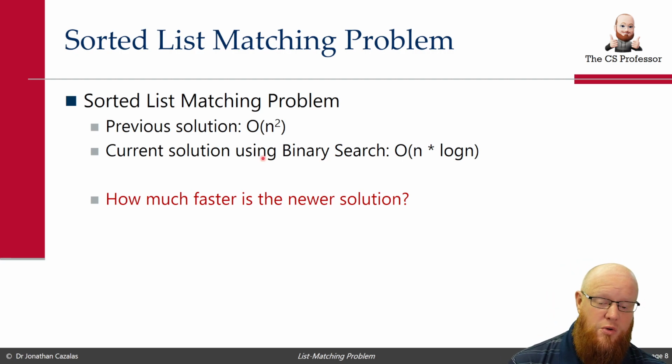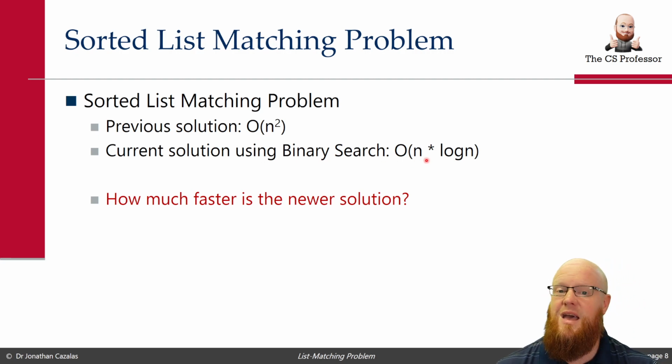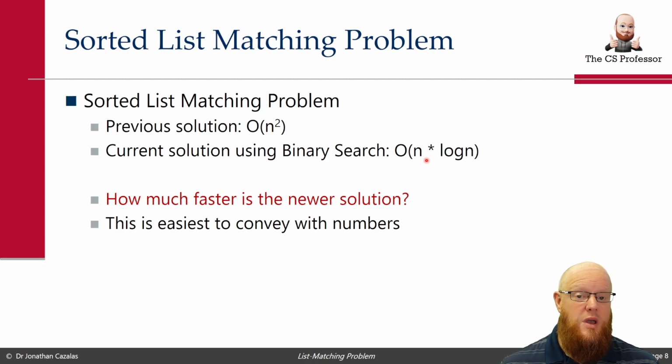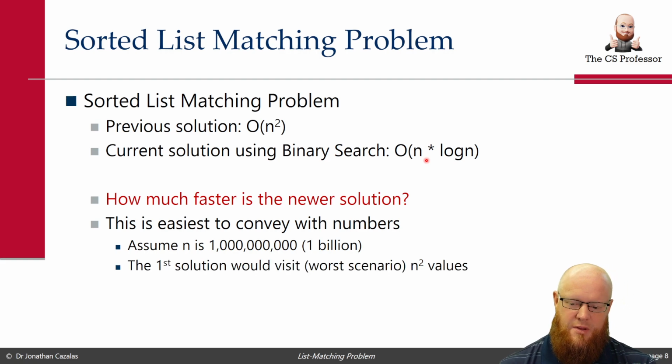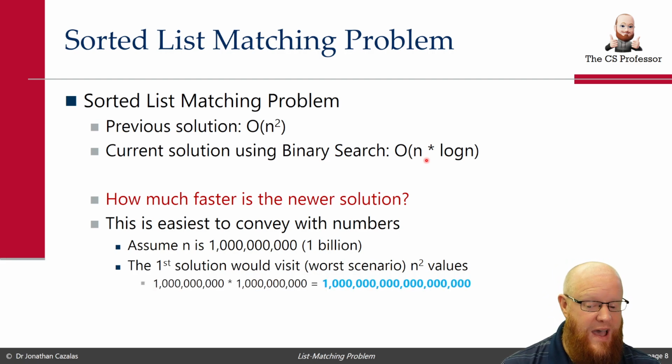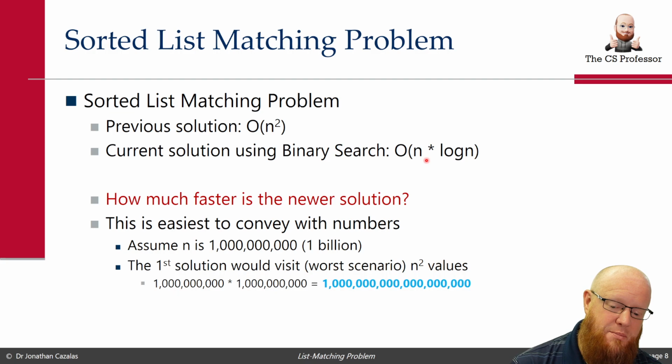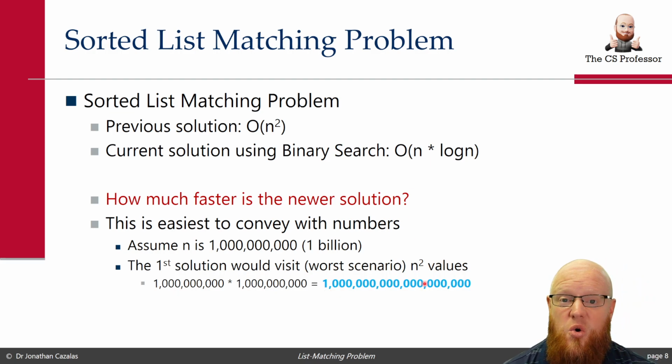For this new algorithm, the worst case scenario is n log n. But how much faster is n log n over n squared? The easiest way to really visualize this is to use an example with numbers. Let's assume that n is 1 billion. If n is 1 billion, the first solution in the worst scenario would visit n squared values, which is 1 billion times 1 billion. I don't even know what that number is, but it has 18 zeros.